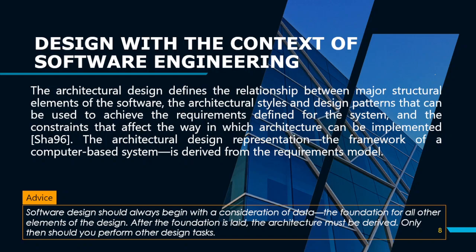Next, coming to the architectural design, which defines the relationship between the major structural elements of the software, and the architectural styles and design patterns used to achieve the requirements defined for the particular system you are going to develop. The constraints, the way we look at them, can be implemented with the help of the architectural design, which represents the framework of the computer-based system derived from the requirements.